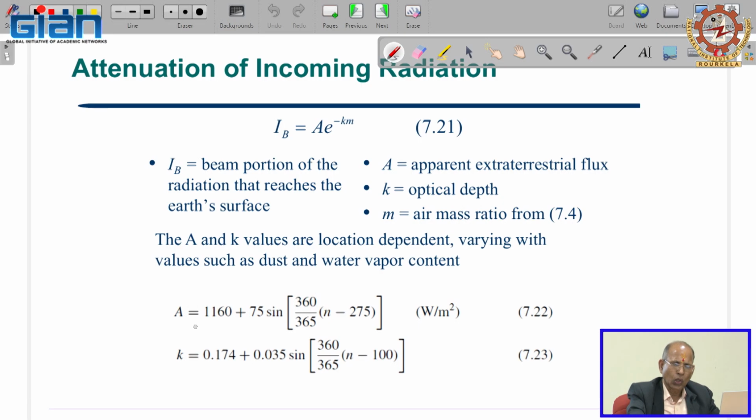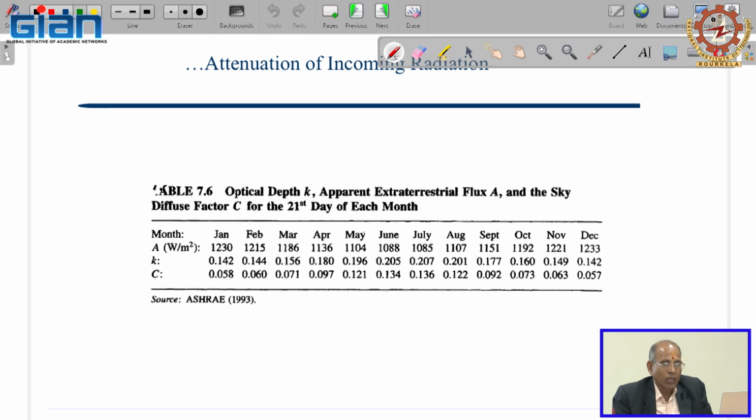Okay. So A is given by this relation. Interestingly, you will find that all these depend upon n, the day number. So you have the value of A, you have the value of K, and the air mass ratio depends on n. This way you can find IB.